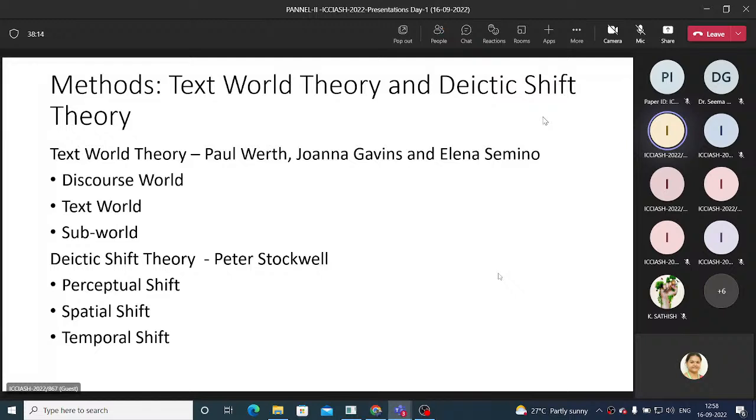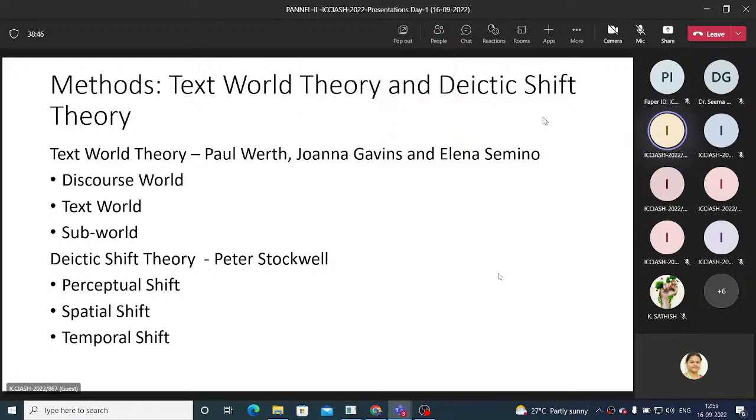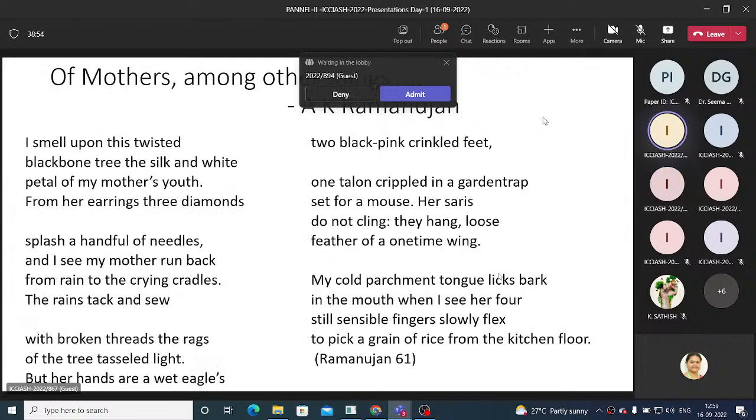Now, these two are very interlinked things. One is text world theory, which has to do with these three critics. When we do a textual analysis, we divide the poem into the discourse world, as in we readers who are reading the poem, and the poetic voice, who is the speaker in the lines of the poem. And then the further level of division happens when I get into the text world of the poem and see how the poet creates a world in the text. And then I go to the next level and look at how there's a subworld that is created. And it is in this subworld that the poetic voice, the speaker, is talking about the mother. So that is, just for a cursory reading, the poem for you.